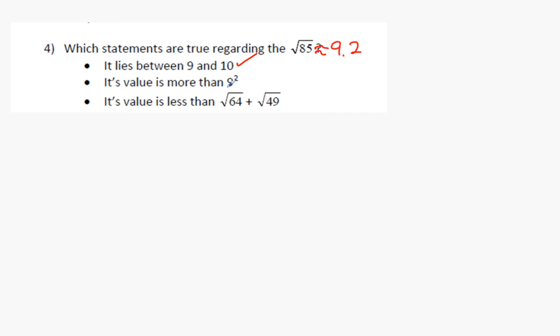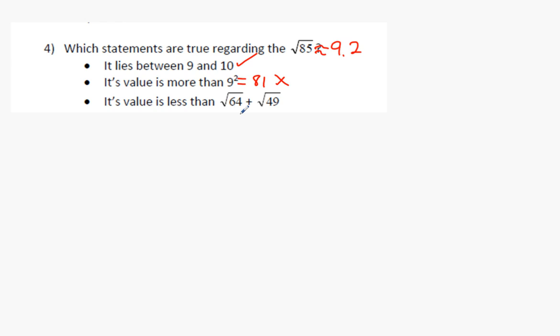This is the one that's kind of tricky, because you're like, oh, it's just more than 9, 9.2, right? But you've got to think, 9 squared is actually equal to 81. So is 9.2 greater than 81? No, not even close. This is not true. They're just trying to trick you by the way it looks, just the number itself, not caring about the exponent. And its value is less than the square root of 64 plus the square root of 49.